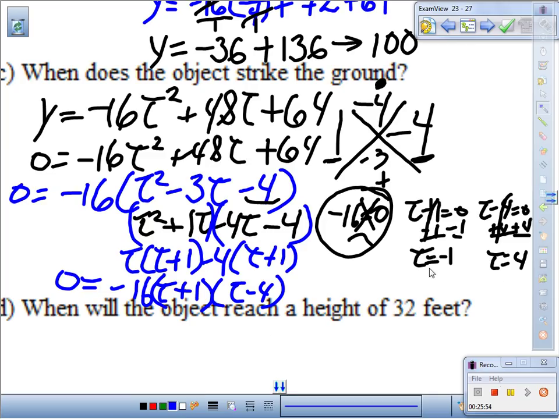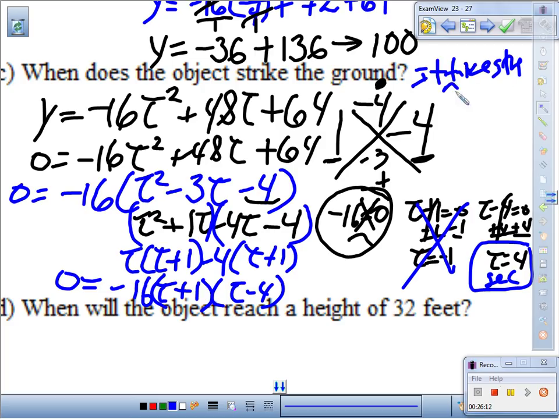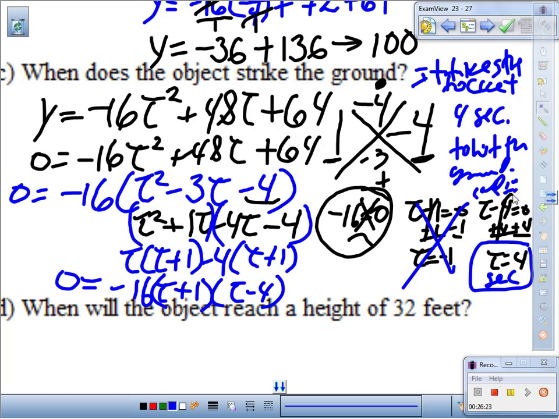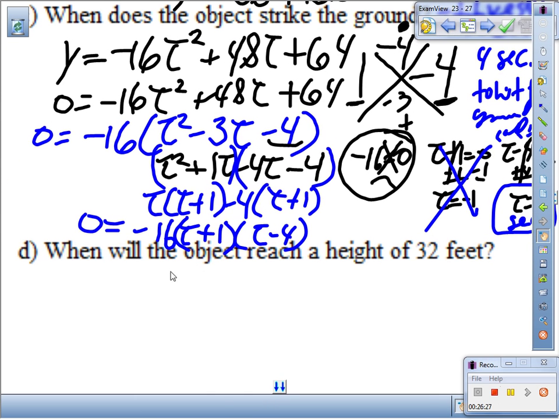Yeah, this t stands for time. We don't count time as negative. We're not in a time machine, so it's no. So how long does it take the object to hit the ground? 4 seconds. And you write here, it takes the rocket 4 seconds to hit the ground. All right. And the last part. When will the object reach a height of 32 feet?